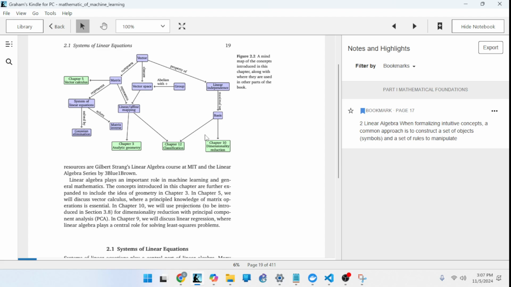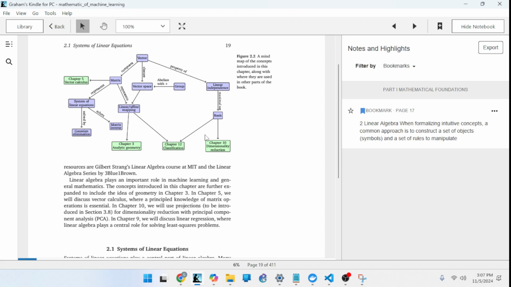So here we have figure 2.2, a mind map of the concepts introduced in this chapter, along with where they are used in other parts of the book. So mind maps I've heard of a lot. A lot of people swear by them. I've never really used them, but I don't even have a bachelor's degree, let alone a master's or a PhD. So maybe I need to start using them.